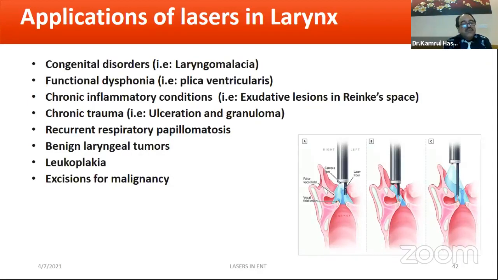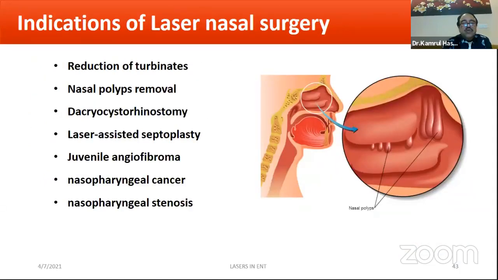Ulceration in dermal laser gives benign laryngeal leukoplakia. This is only evacuation or fulguration, with a good result. You can even take biopsy, excision of early malignancy. In the nose, yes, especially for allergic rhinitis, nowadays people are using both diode laser and carbon dioxide laser. Some use this for nasal polyp.